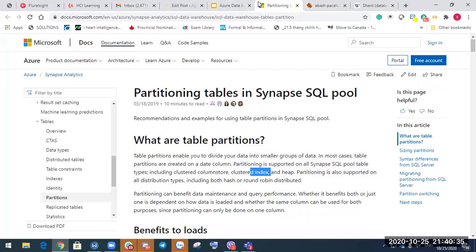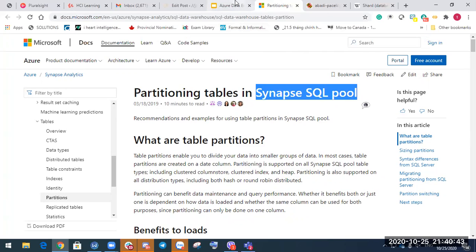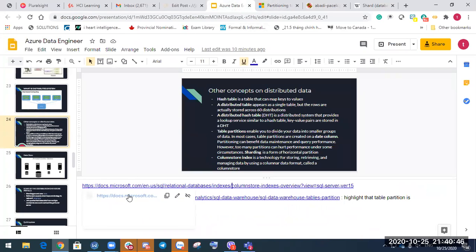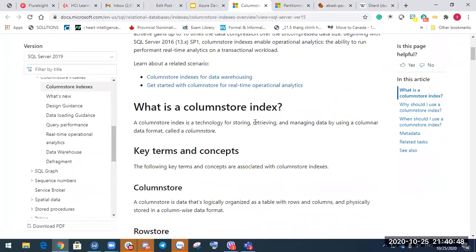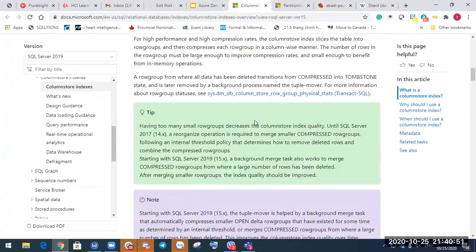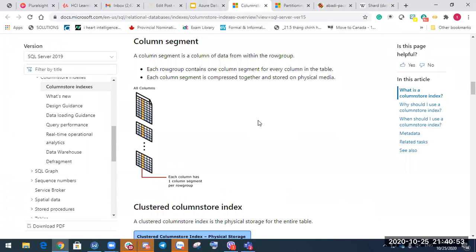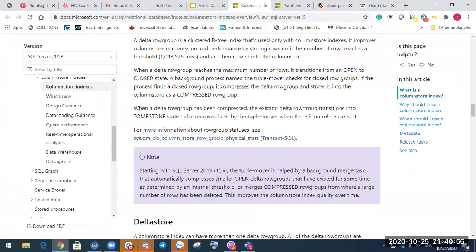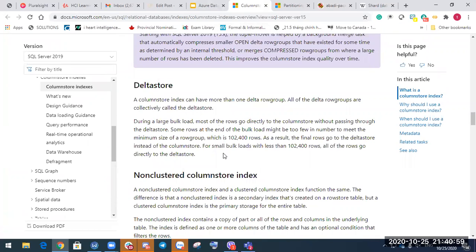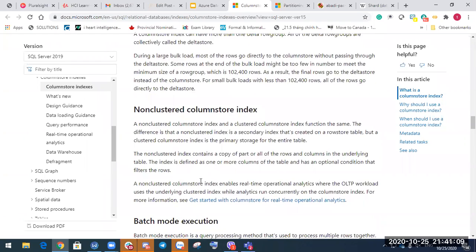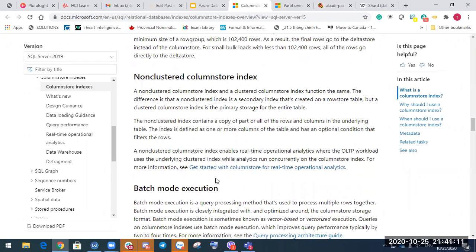Also, remember Synapse SQL pool, right? It is also a topic that will be tested in the exam. Same here, it is very general data engineer knowledge. So please go over these two links and read them, and let me know if you have a question. Column store, remember, is just based on the columnar data format. Once you have that concept already, it shouldn't give you any difficulties.